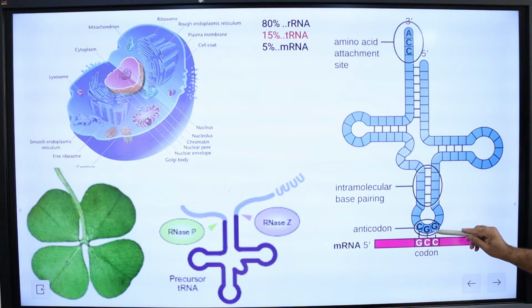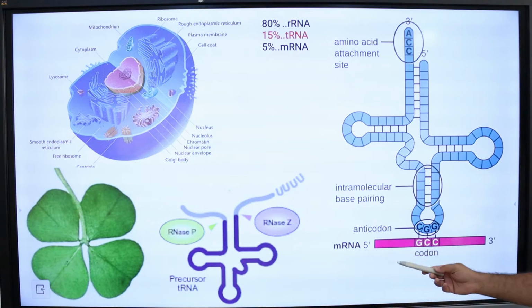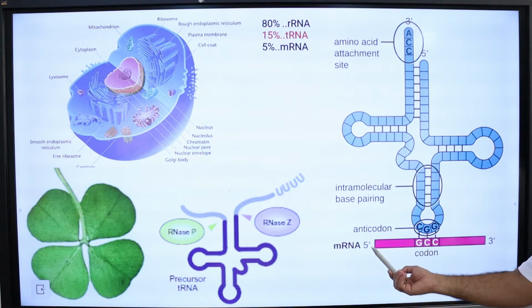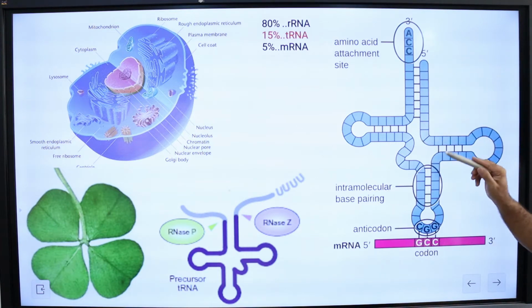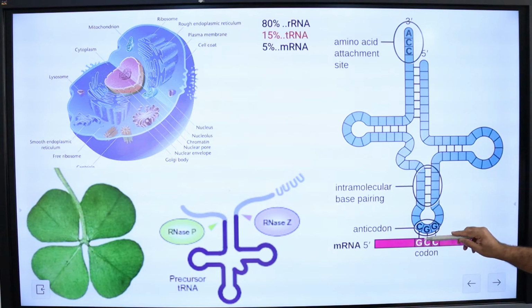So, the two RNAs, that is transfer RNA and messenger RNA, are anti-parallel and each is directed from 5' to 3'. So, this is messenger RNA and messenger RNA is directed from 5' to 3', and this is transfer RNA and transfer RNA is also directed from 5' to 3'. But these two RNAs, tRNA and mRNA, are anti-parallel to each other.